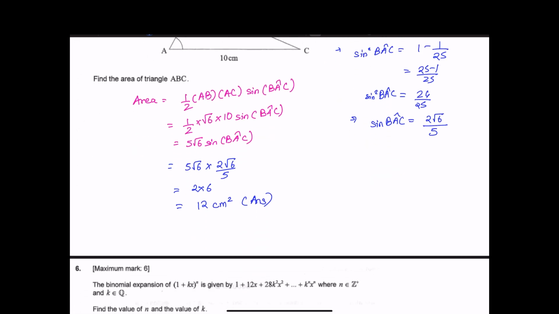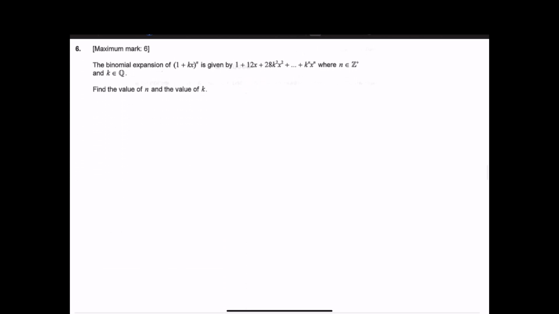And yeah, we can move on to the next one, which is question 6. So the binomial expansion of (1 plus kx) to the power of n is given by 1 plus 12x plus 28 k square x square up to k to the power n x to the power of n. So we have to find the values of n and k from the given information.